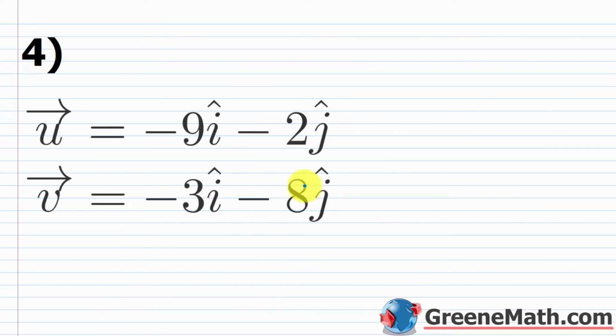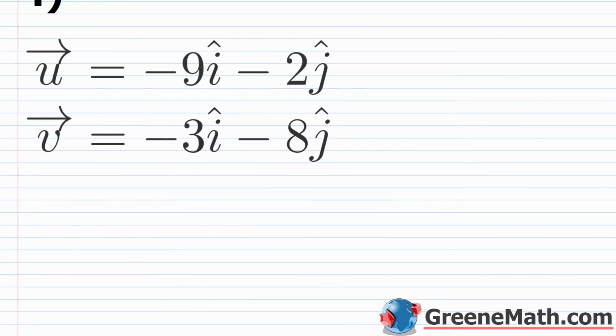So similarly here, this is a linear combination as well. So this vector v is going to be equal to -3 times the unit vector i minus 8 times the unit vector j. All right, so if we want to find the dot product, let's say this vector u dot this vector v. Again, I'm going to multiply the corresponding components and then sum those together.